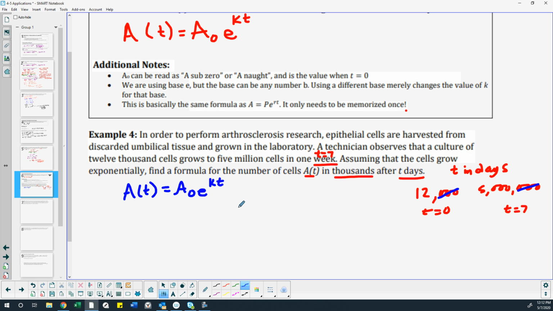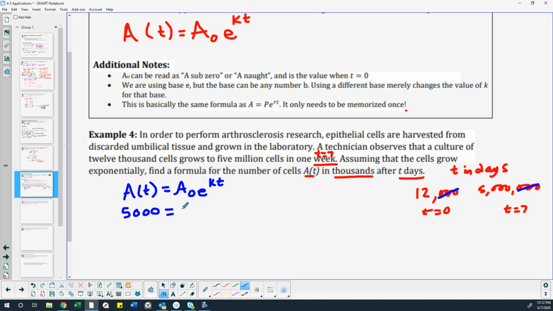So these types of problems always are kind of two problems in one. One problem to find k and one problem then to solve the question. So before we even look at what we're trying to find, ultimately we need to find k. So let's go ahead and plug in the amount we have at day 7, which is 5,000,000.